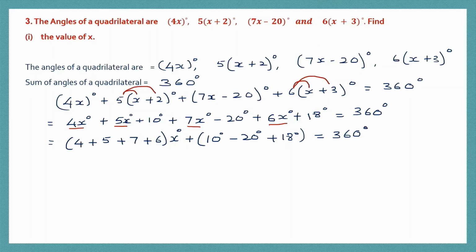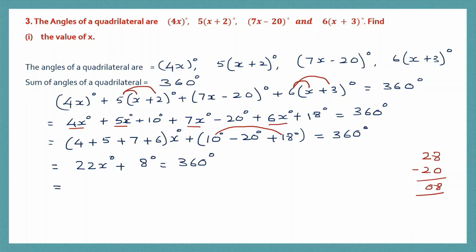So let me solve what is inside here. 4 plus 5 is 9. 9 plus 7 is 16. 16 plus 6 is 22, so 22x degrees. Plus, now let me go on to the whole numbers. So here I need to add up 10 and 18. 10 plus 18 is 28, and then I minus 20 from it, so that becomes 8. So it's simply 8. So I write here plus 8 degrees is equal to 360 degrees.